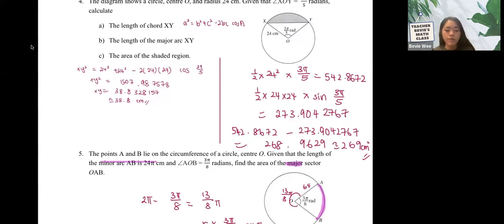Okay, now do me a favor. Help me change your calculator mode back to degree first. If not, later on you do other trigo questions, then all wrong.